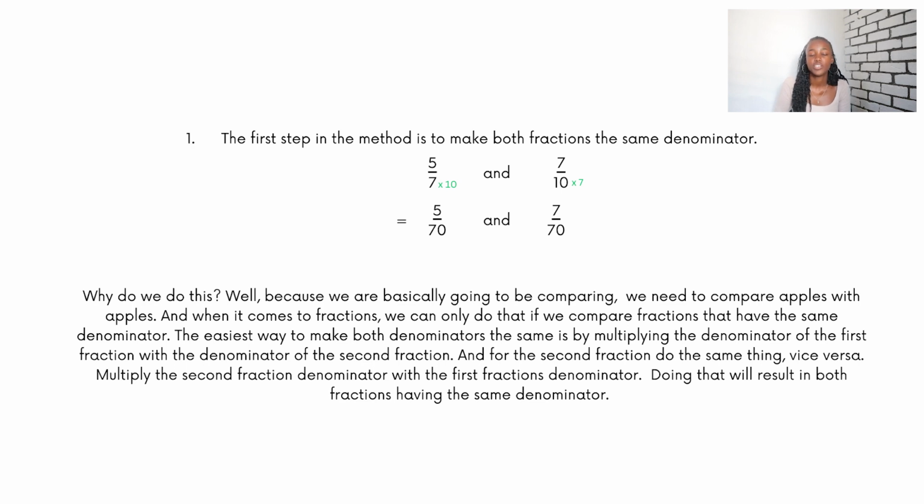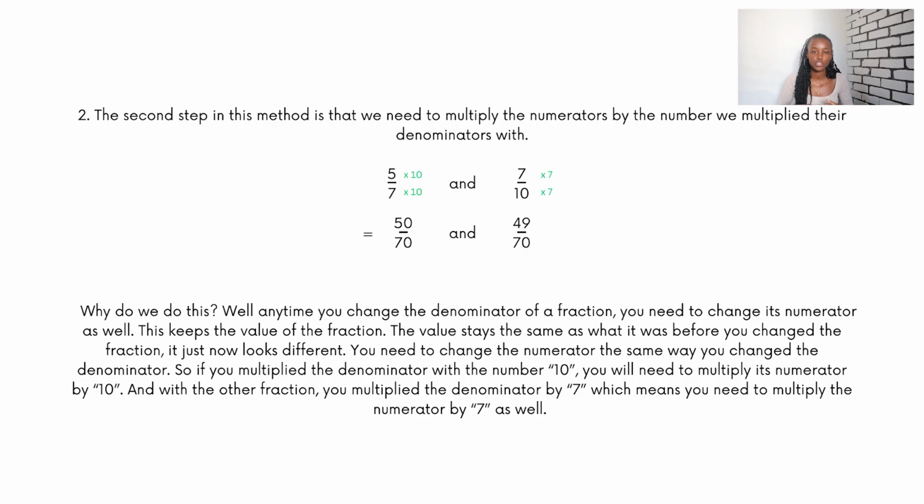Now, the easiest way to make these denominators the same is by multiplying the first fraction's denominator with the second fraction's denominator, and multiplying the second fraction's denominator with the first fraction's denominator. Doing that will result in both fractions having the same denominator. The second step in this method is multiplying the numerators with the same value we multiplied their denominators with.